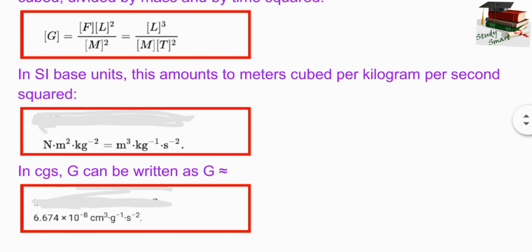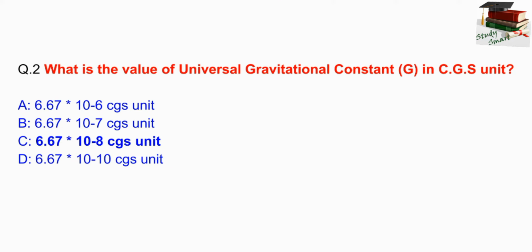In CGS, 6.67 into 10 power minus 8 cm3 gram inverse second minus 2. Next question, what is the value of universal gravitational constant G in CGS unit? The right answer, 6.67 into 10 power minus 8 CGS unit.